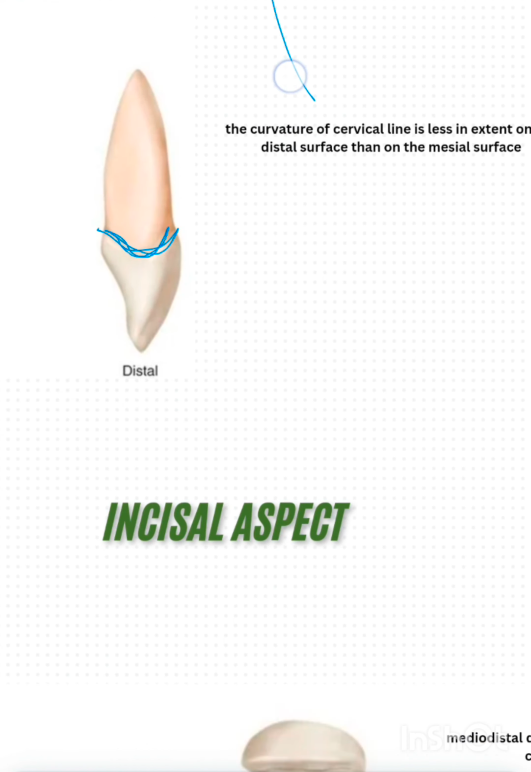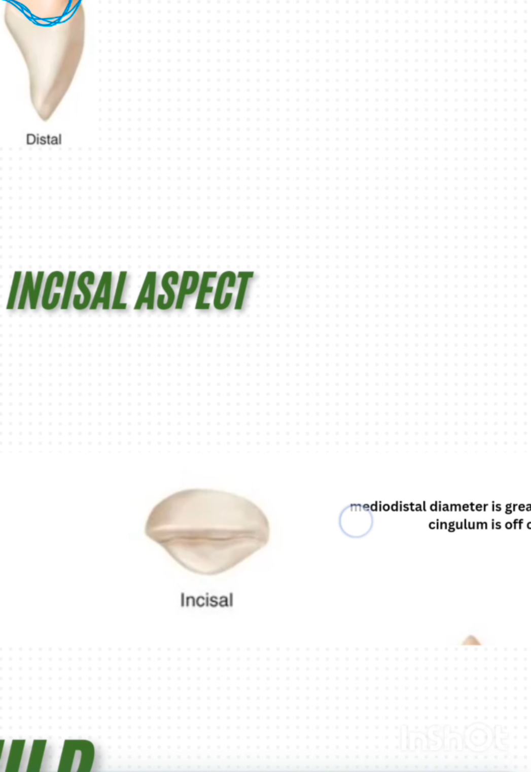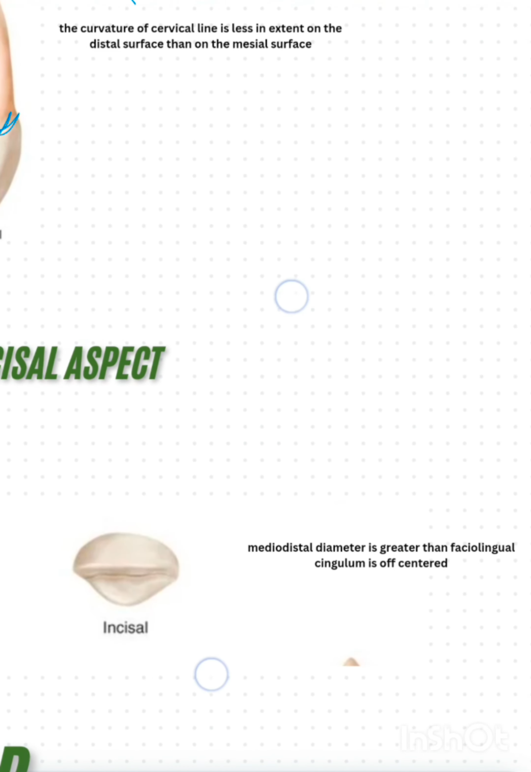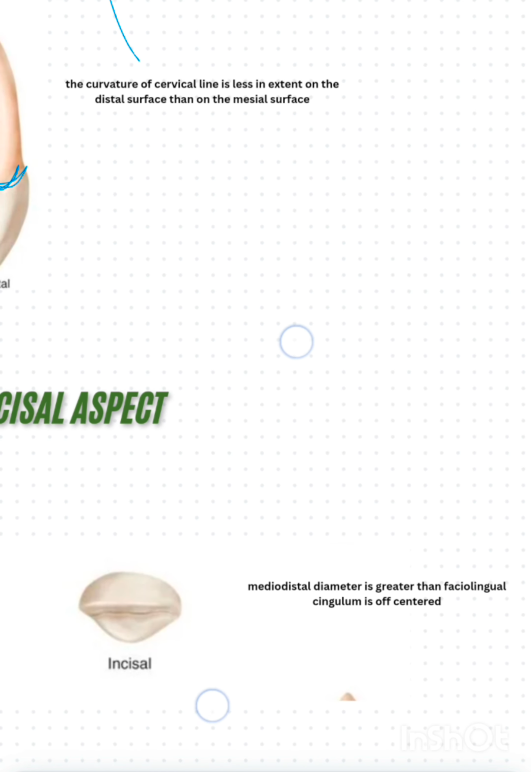Okay. Now if we look at the incisal aspect, the mesiodistal diameter is greater than the faciolingual diameter. Okay.